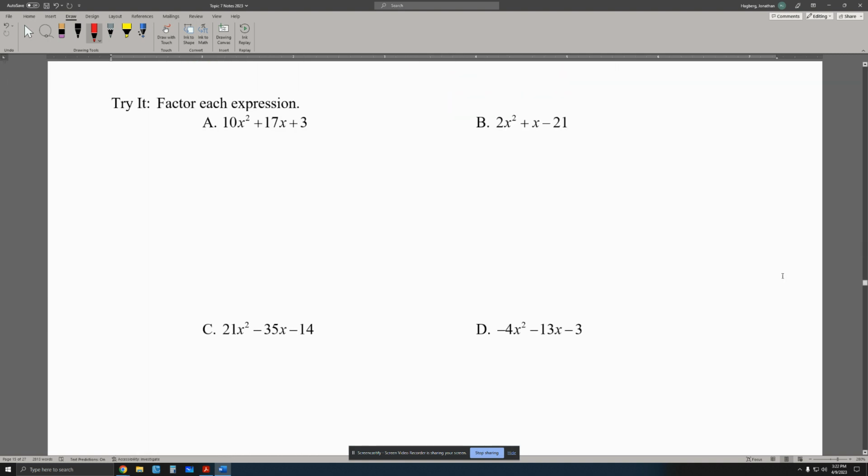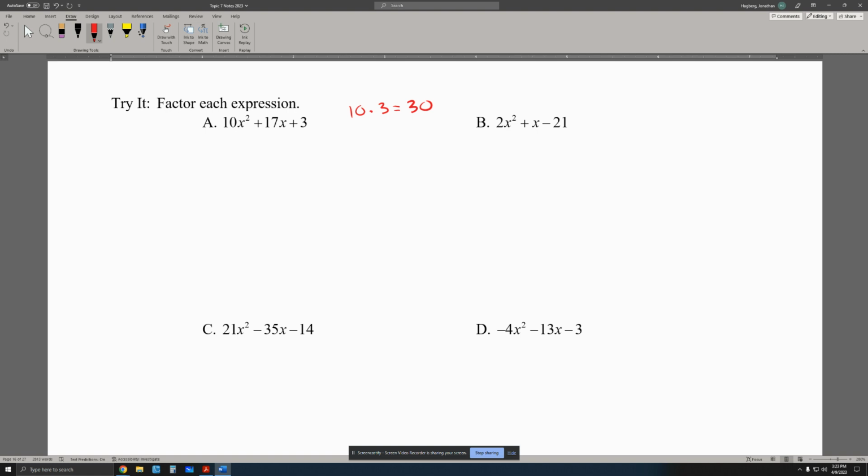Flip the page. So letter A, we're going to factor completely. First thing we check for is the GCF. The GCF of 10x squared, 17x, and 3 is 1. So we can't factor out a GCF. We're then going to find the product of A and C. So A times C, or 10 times 3. 10 times 3 is equal to 30, so we're looking for factors of 30 that add to 17.